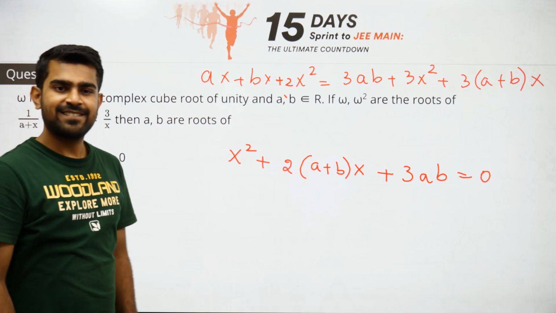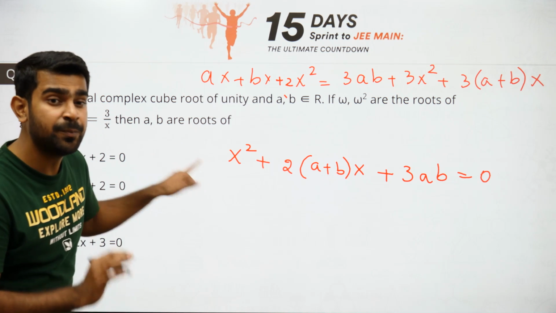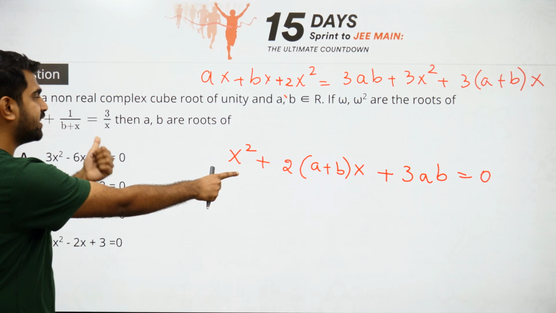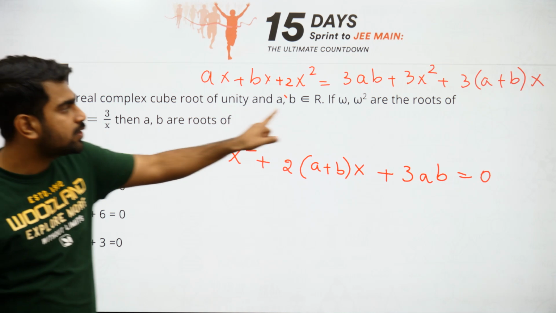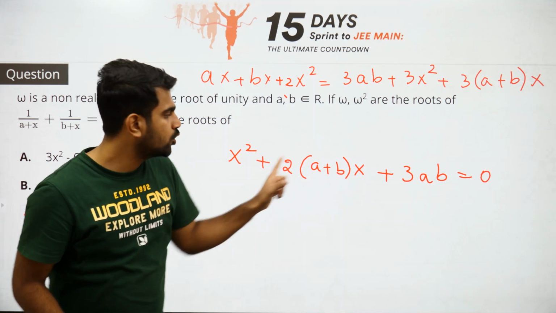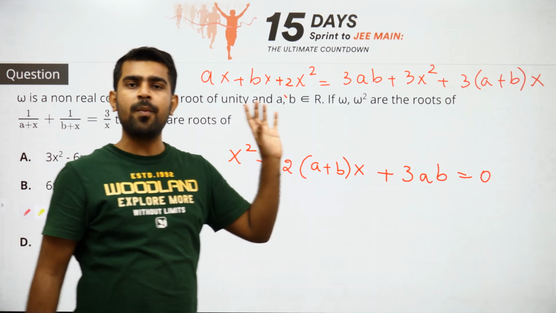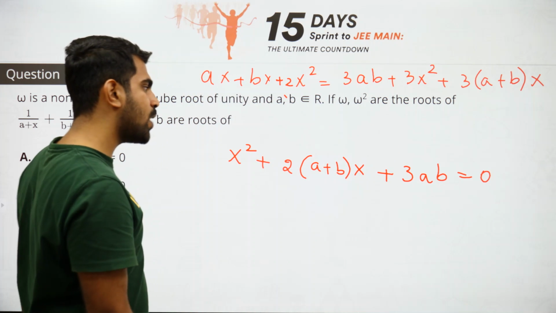Okay, fine. So now let us come to the actual solving. This equation is a simplified version of this one. So this equation has roots omega and omega square. So this should also have omega and omega square as the roots. Isn't that correct?